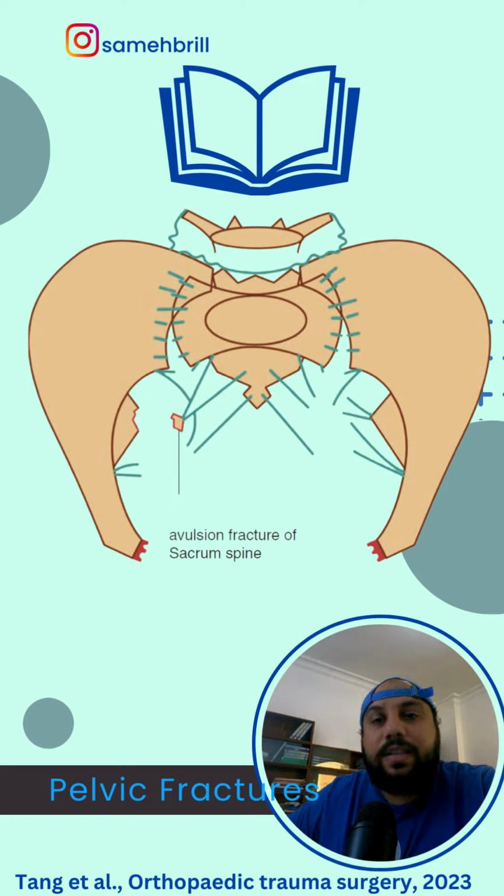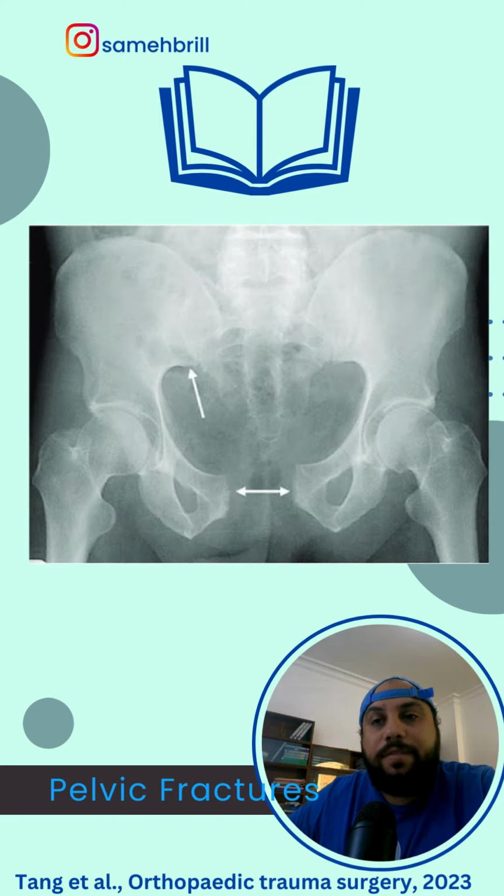Now, in the second stage, the sacrospinous, the sacrotuberous, and the anterior sacroiliac ligaments are ruptured, which means there is a rotational instability of the pelvic ring. In the radiograph, you can see symphyseal diastasis more than 2.5 cm and a posterior gap of fracture.